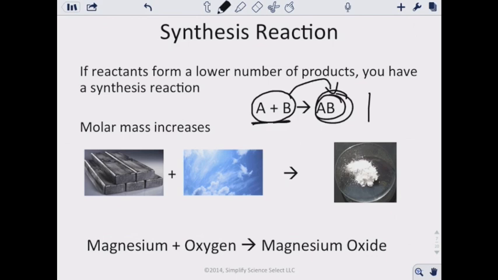An example of this would be magnesium plus oxygen produces magnesium oxide. That's a synthesis reaction. And we can normally say that the molar mass of the substance increases. The product we have has an increased molar mass. Remember, it follows the law of conservation of mass, but that one substance is generally going to have a larger molar mass than the 2 things by themselves.